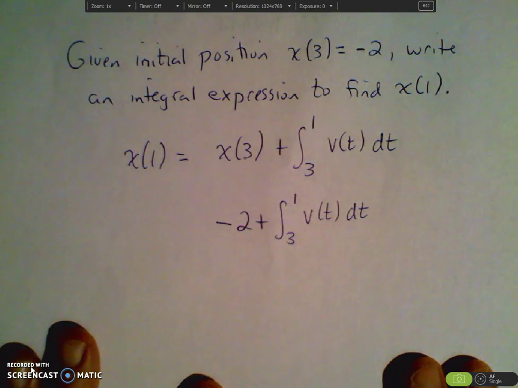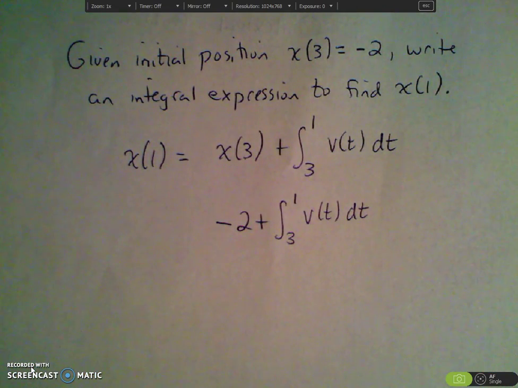This tells you how you can use an initial position and the velocity in order to determine a new position.